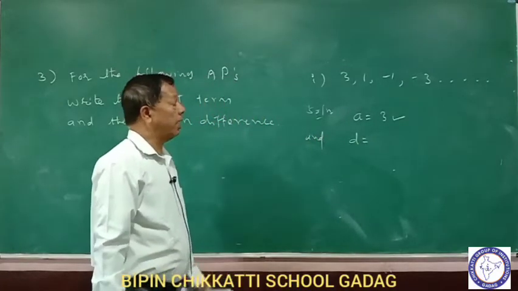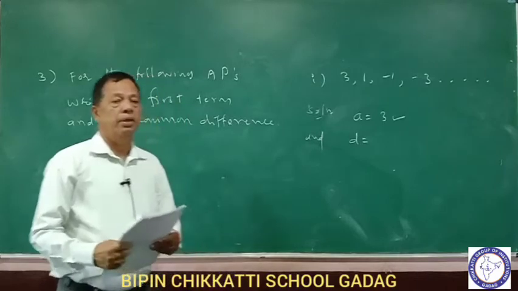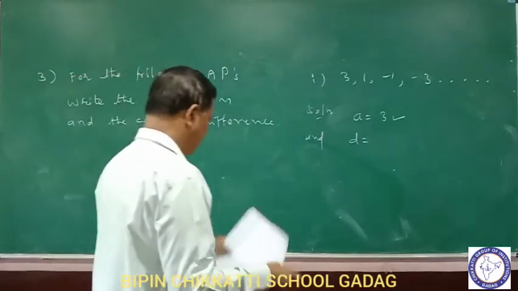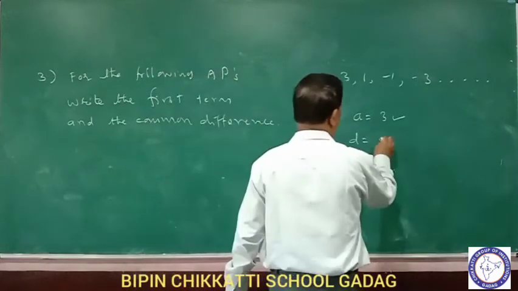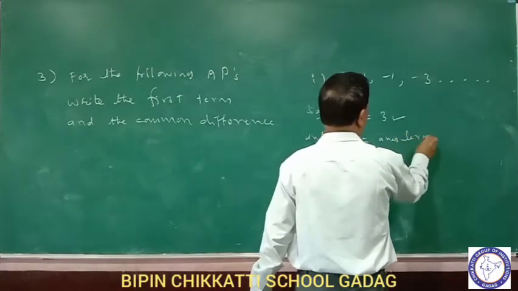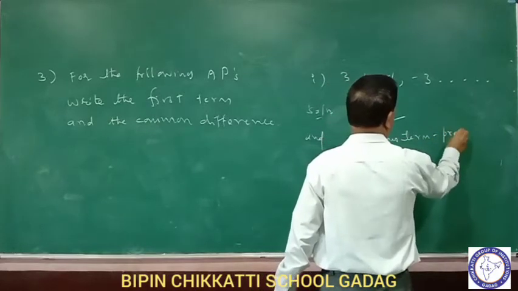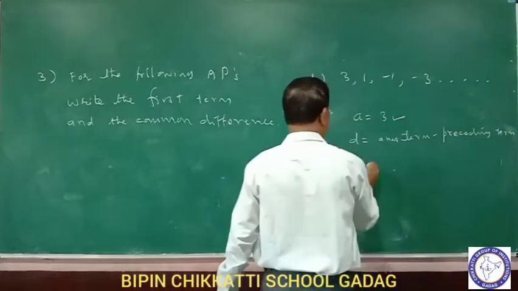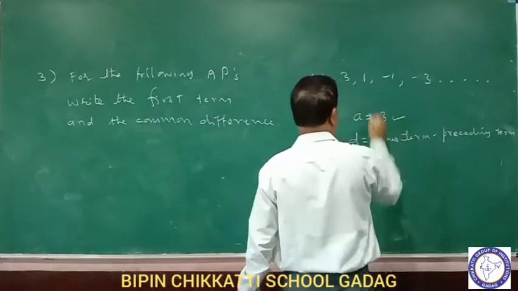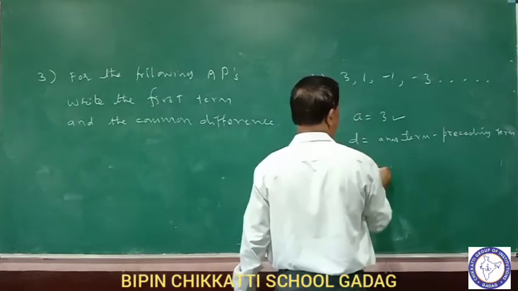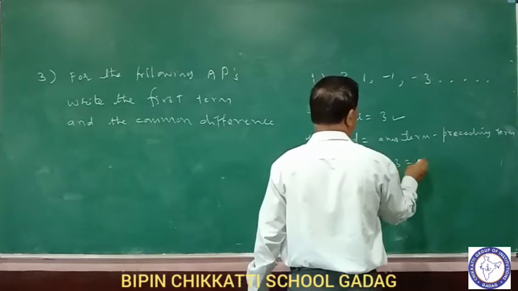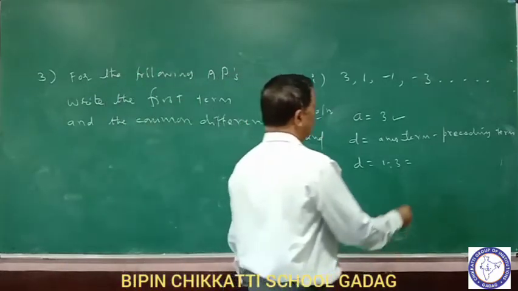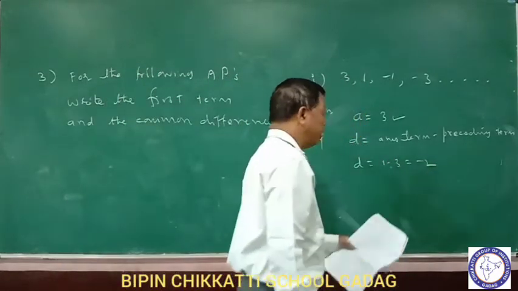And common difference, look at this. Here you would see A2 minus A1, A3 minus A2, however, you can see the result. So any term minus previous term. What is the formula here? Any term minus preceding term, you can see. This is the formula. And D is equal to any term, not the first, any term minus previous: 1 minus 3. How much is 1 minus 3? We will get minus 2. And the answer is over here.